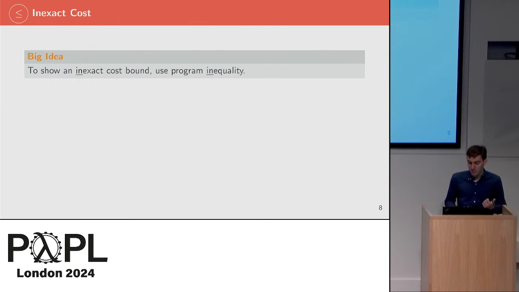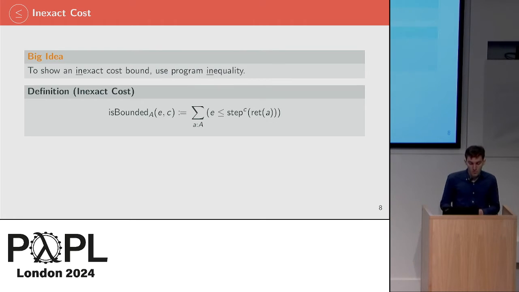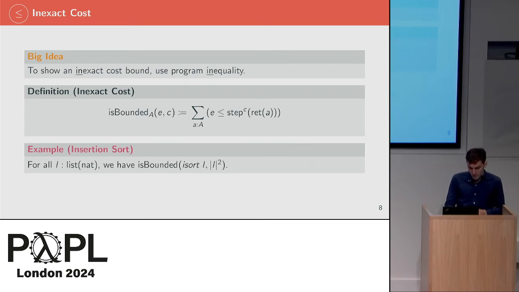So, similar to the slide before, we can now talk about inexact cost bounds using inequality, where we say that program E is bounded by a cost C when there exists a value A such that the program E as an entire program is less than or equal to the cost bound program that incurs C cost and then returns the value A. So now, for example, we can bound something like insertion sort. Insertion sort doesn't always incur the same amount of cost. It's cheap on a sorted list, but very expensive on a reverse sorted list. But in any case, the cost is always bounded by length of L squared.